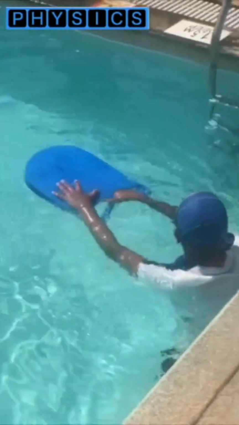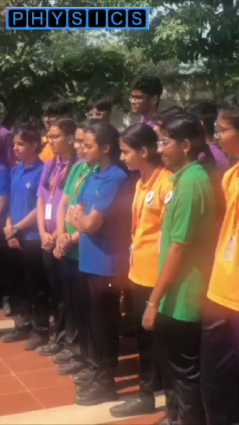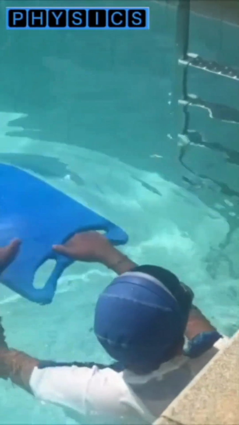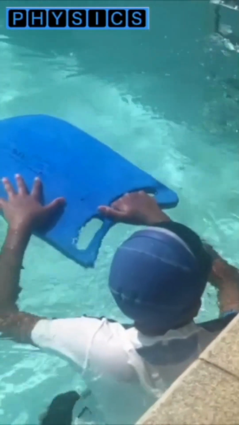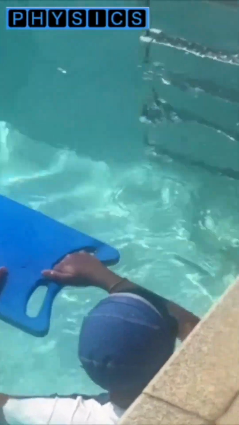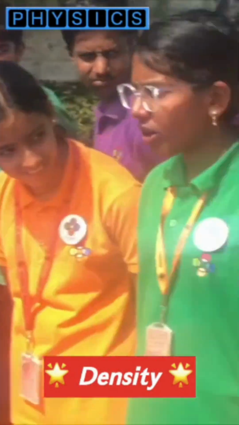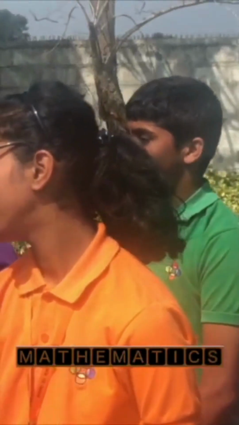What did you observe here? It's the upward force, which is called the buoyancy force. How much force he possesses, that much amount of force is applied by the water and it will try to come up. And it also depends upon the density: mass by volume. Right? Volume you have studied in your mathematics.